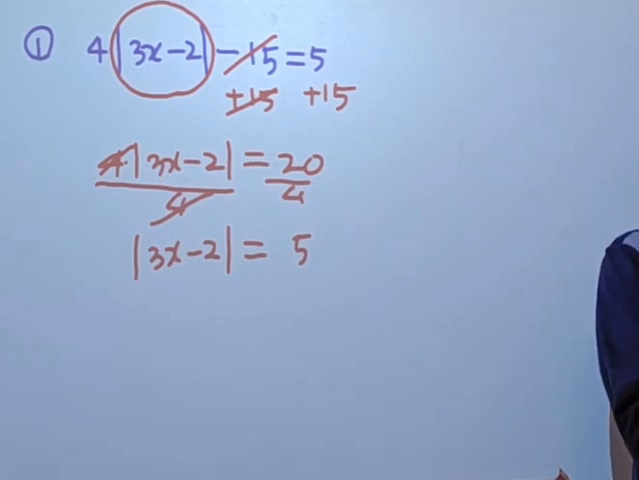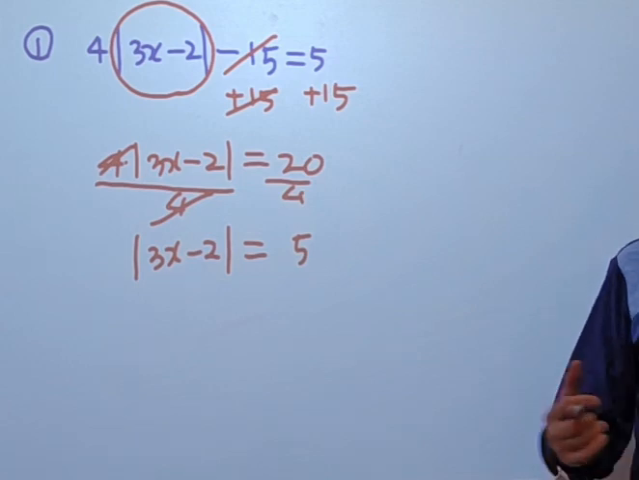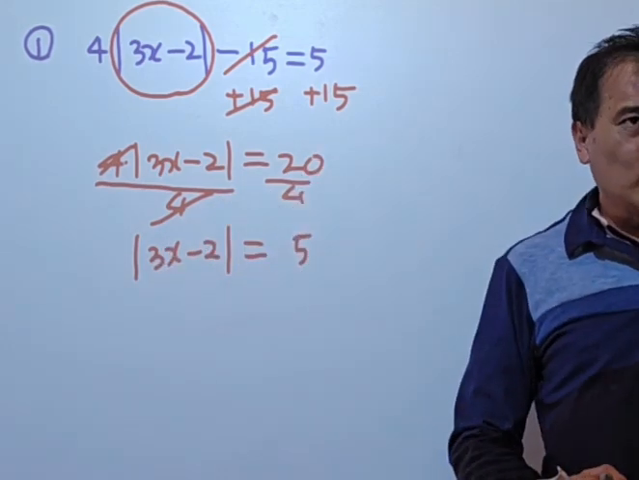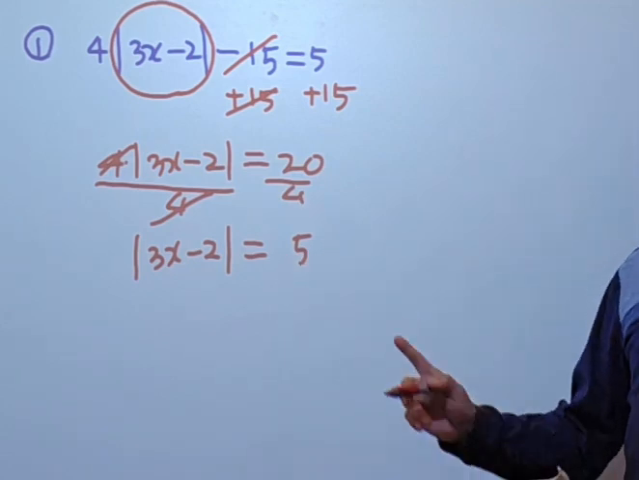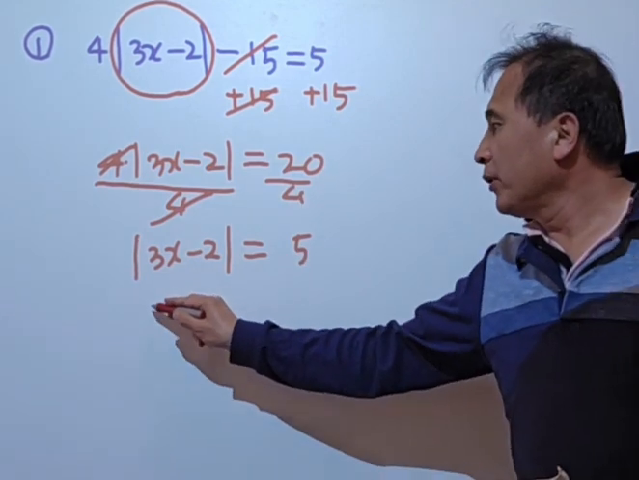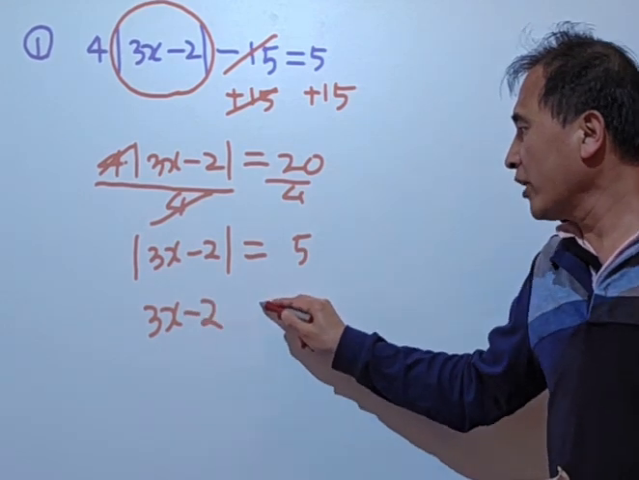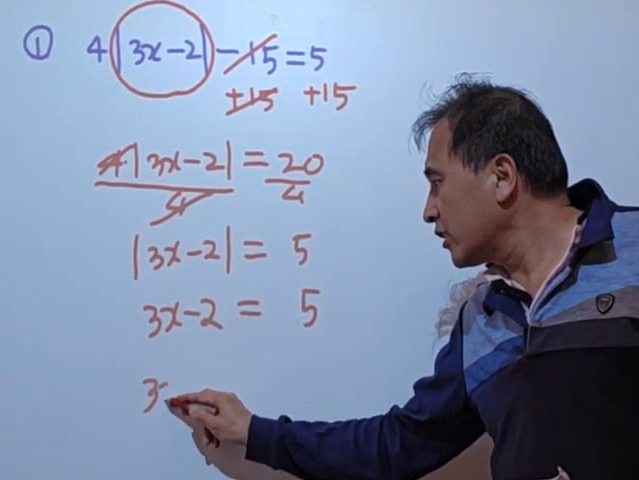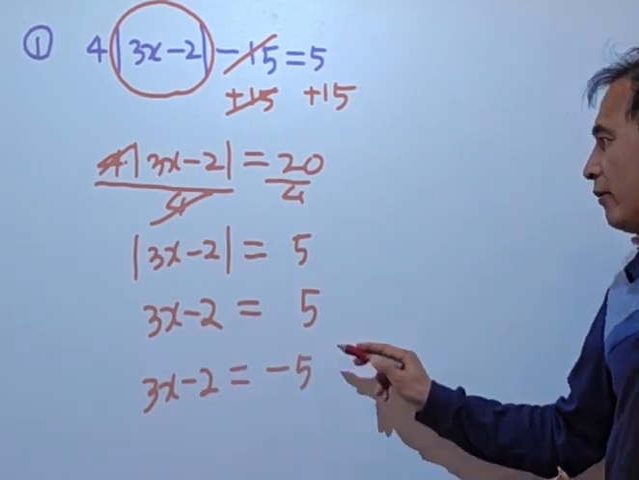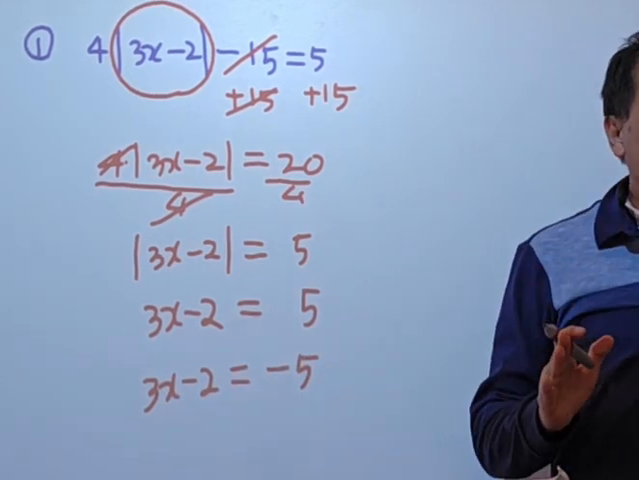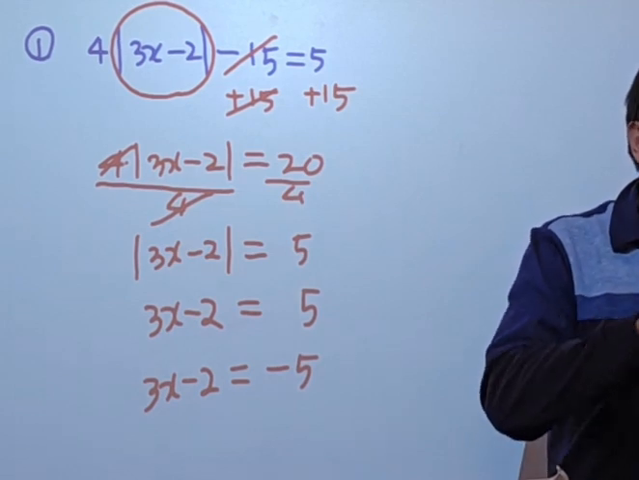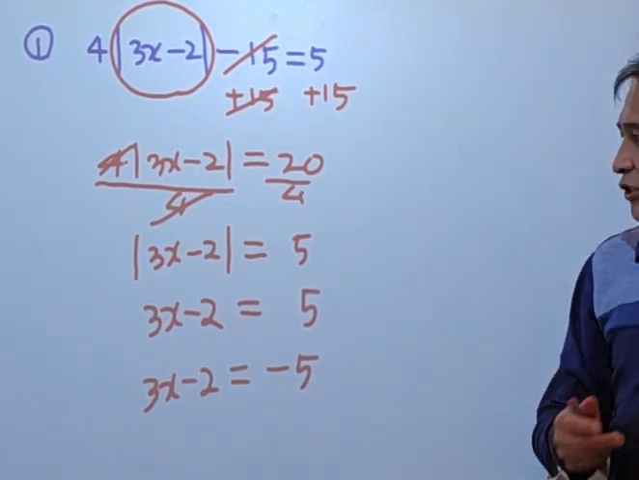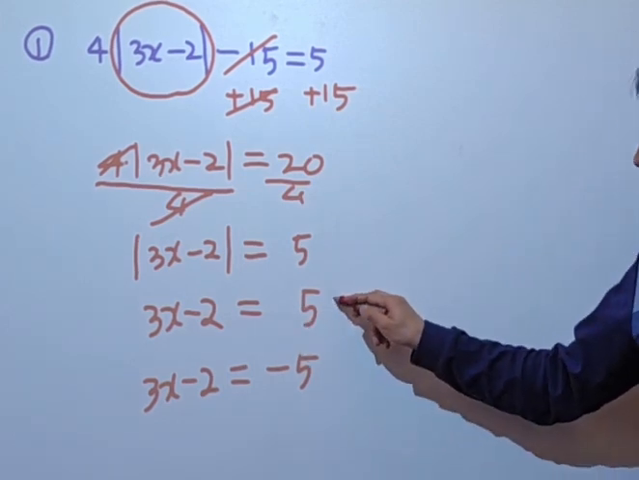After isolating the absolute value, now we need to take off the absolute value. You cannot touch the inside of the absolute value at all. So I need to get rid of the absolute value sign. When you get rid of the absolute value sign, the equation is easy: 3x minus 2 equals plus 5, and 3x minus 2 equals minus 5. Because absolute value 5 means that the value is 5 or minus 5, all the time, 2 occasions. Got it?